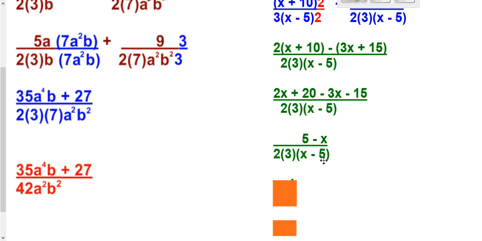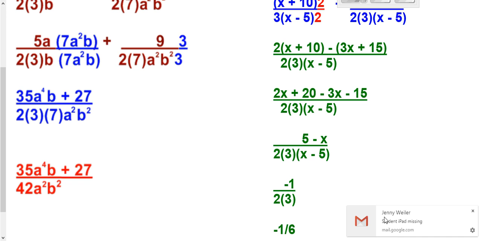Now, you'll notice we have a 5 minus x and an x minus 5. We can cross those out and they become negative 1. So we really have a negative 1 with our 2 and 3 still on the bottom. So we get negative 1/6.